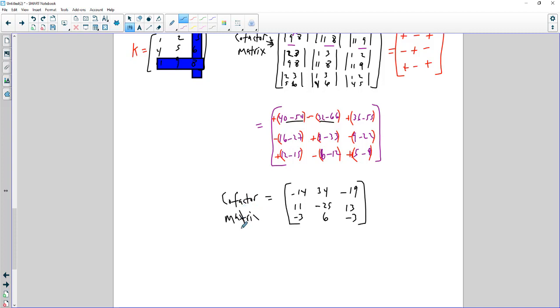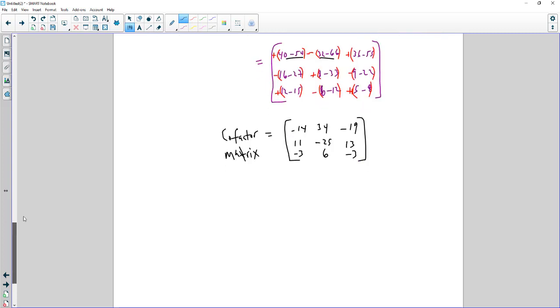And now what I got to do is find its transpose, which is called the adjugate matrix. And this is actually not that hard. The adjugate matrix. So this is the cofactor matrix of K, and this will be the adjugate matrix of K. And here's what you do to make the adjugate matrix. It's really simple. There's some properties here. We're going to look at the diagonal, these numbers right here in the diagonal. We're going to copy them over.